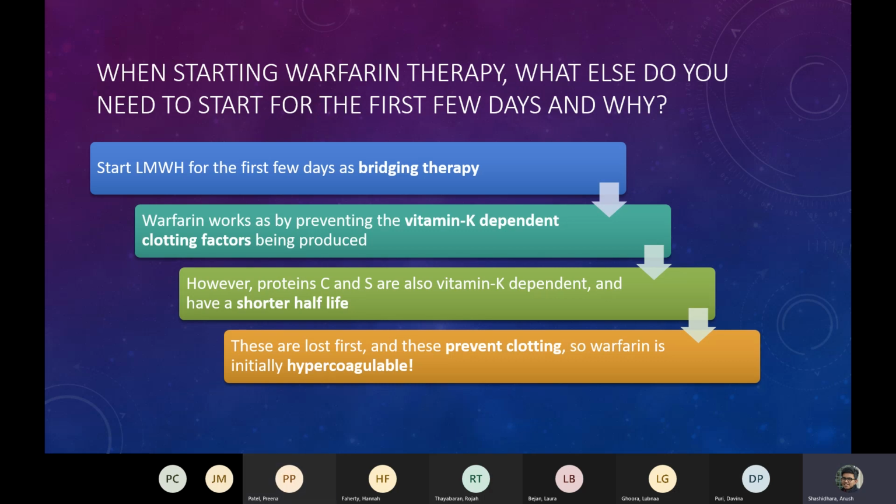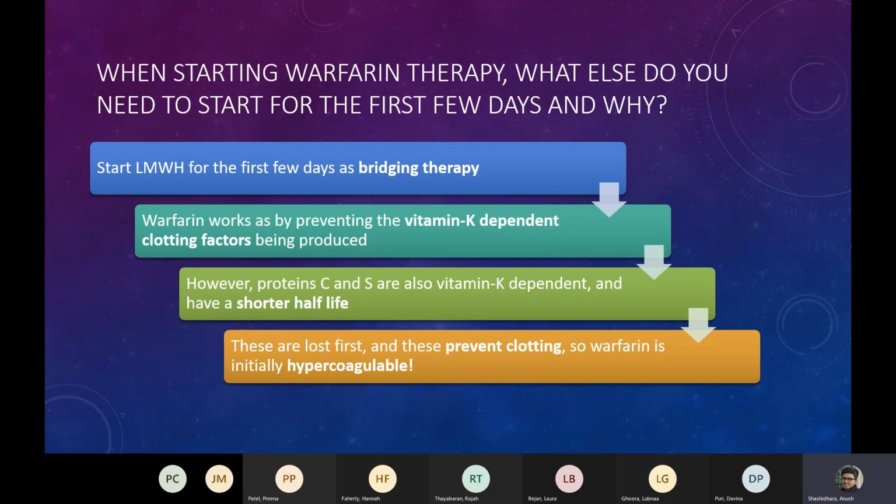But the thing that they didn't really teach you about in first year is the fact that proteins C and S, which don't really form a part of the clotting cascade, are also vitamin K dependent, and these have a shorter half-life. Protein C and S are proteins that prevent clots. Thus, if you can't produce these and they have a shorter half-life, which means you run out of them more quickly, you're initially more likely to clot. So you lose protein C and S first. Protein C and S protect you against clots.